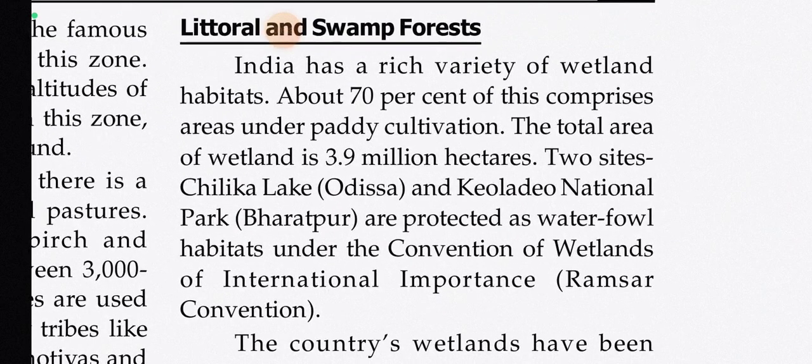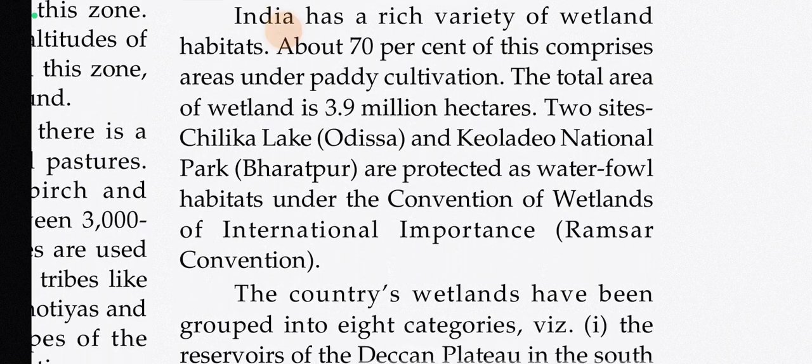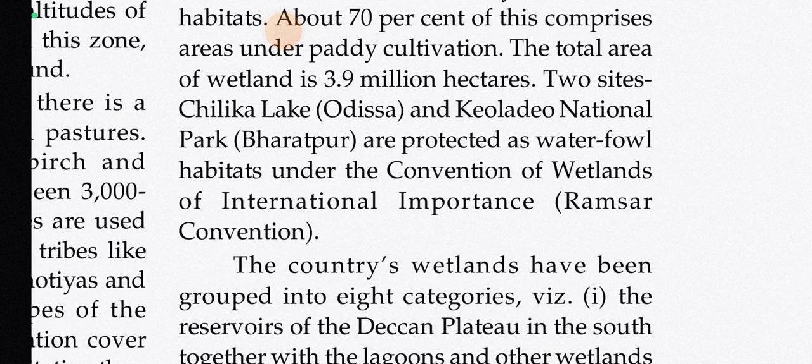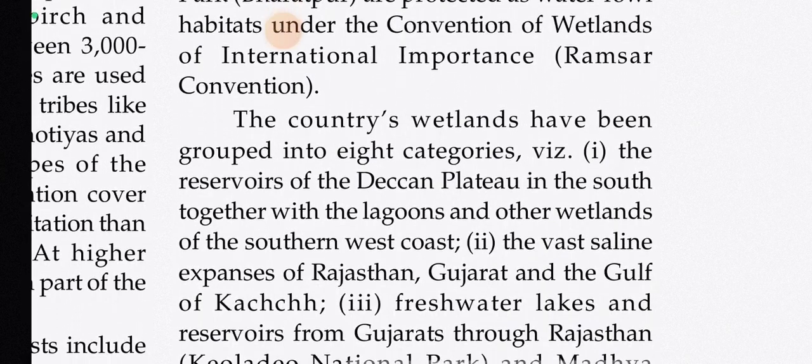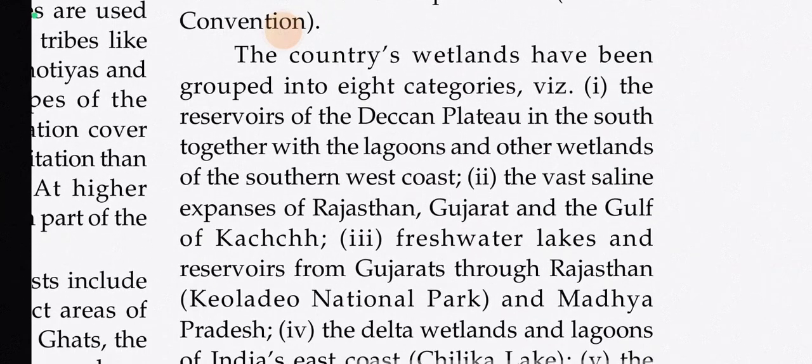Now, next one is littoral and swamp forest. India has a rich variety of wetland habitats. About 70% of this comprises areas under paddy cultivation. The total area of wetland is 3.9 million hectares. Two sites, Chilika Lake, Odisha, and Keoladeo National Park, Bharatpur, are protected as waterfowl habitats under the Convention on Wetlands of International Importance, that is the Ramsar Convention.